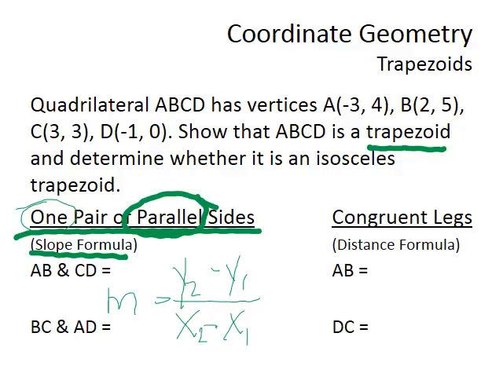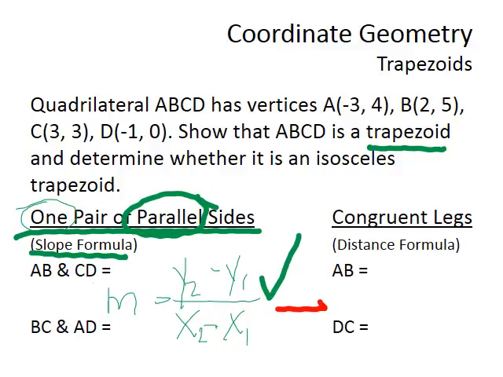And ultimately, you have to do that for each side. So AB, that'd be x1, y1, x2, y2. Then do it over again for CD, where C is your x1, y1, D is your x2, y2, and so forth. Check to see, do you have one pair of parallel sides? And if that works out, yes, it's a trapezoid.